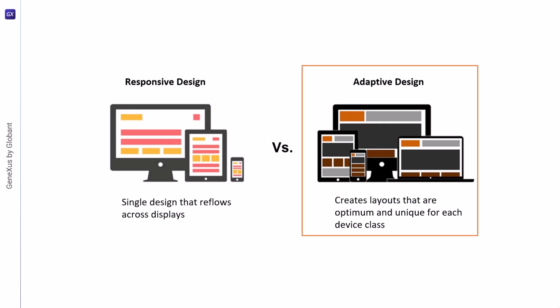Another approach is adaptive design, in which different fixed designs are created for every screen size. Unlike the automatic adaptation approach, adaptive design uses several layouts with an optimal design for each screen, which are automatically run according to the platform detected.